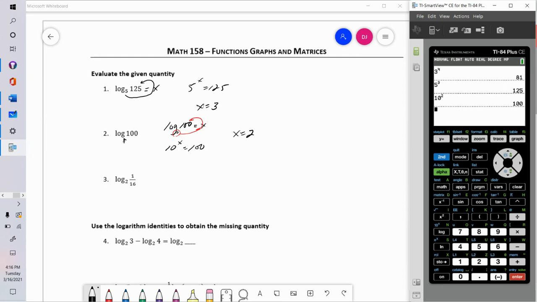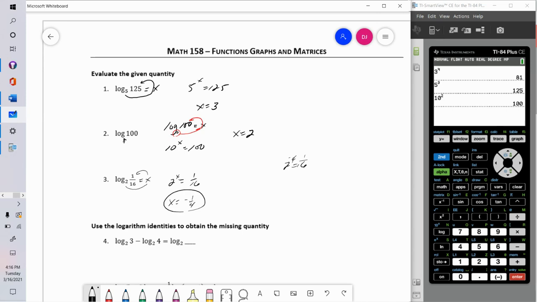So number 3, again, if I let this equal x, 2 to the x equals 1/16. And if I remember that 2 to the 4th is 16, so 2 to the negative 4th would be 1/16.